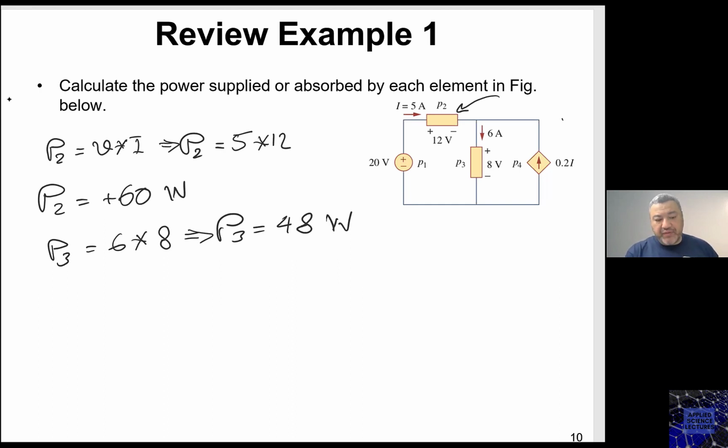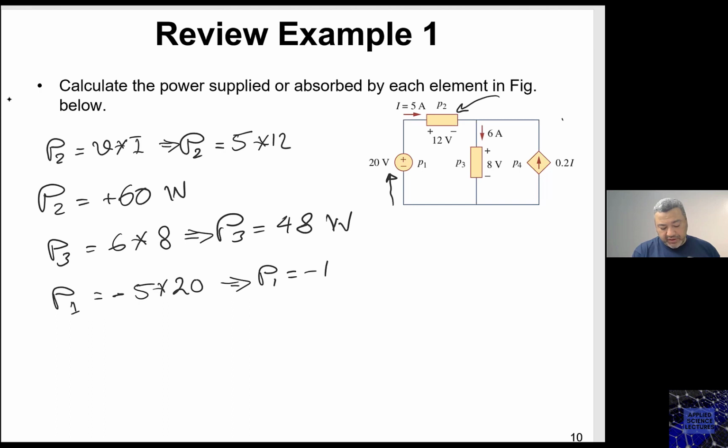Now this current of 5 amperes is the same current that is entering into the negative terminal of this voltage source. Then this P1 becomes minus 5 times 20.